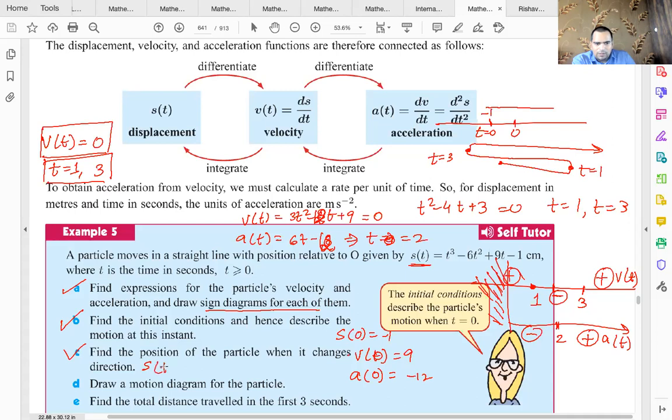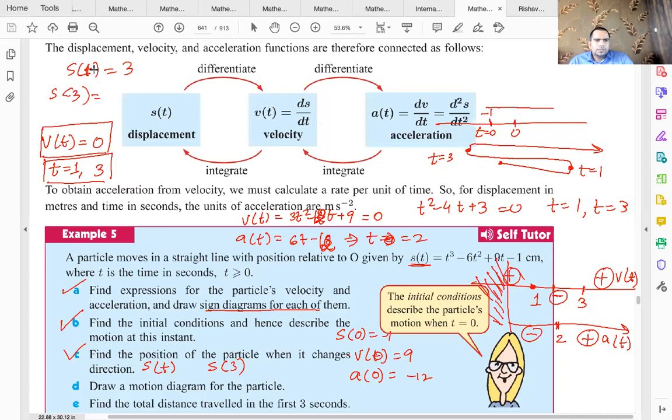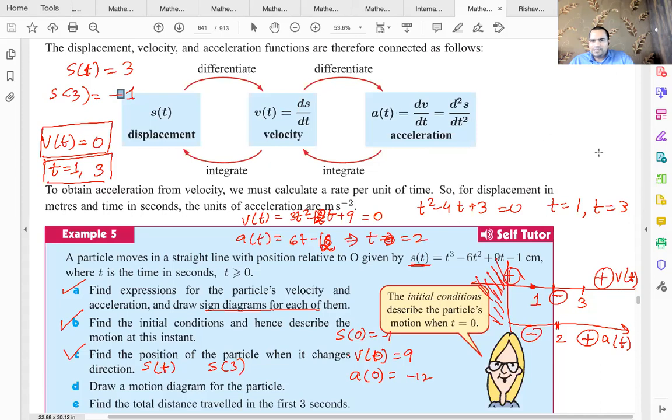So s of 1 and s of 3 is something that we have to find, because we already found where it is changing direction. So let's plug t as 1 here. So s of 1 and s of 3, if we can find out. When you find the position, at t equals 1, that's 3, and at t equals 3, that's -1. So basically, if you look at this motion diagram, when you draw a motion diagram, it is to show how the particle is moving, in what direction it is moving and so on. So this is the origin at time t equals 0. It was at -1.